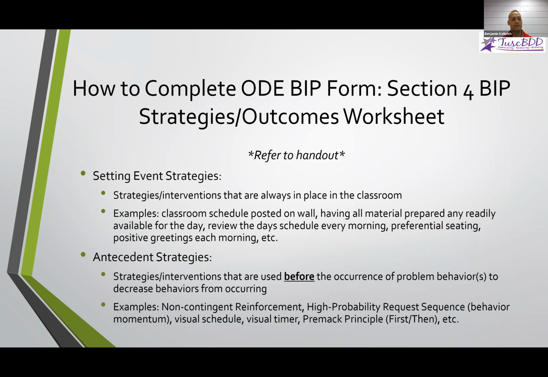So there's strategies and interventions that are used before the occurrence of problem behaviors to decrease the behaviors from occurring. So some examples: non-contingent reinforcement. All that is when you're providing reinforcement, non-contingent on any behavior. So the child doesn't have to do anything specific to get reinforcement. It could be anything, right?